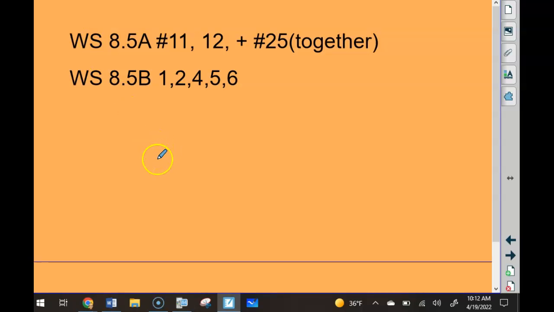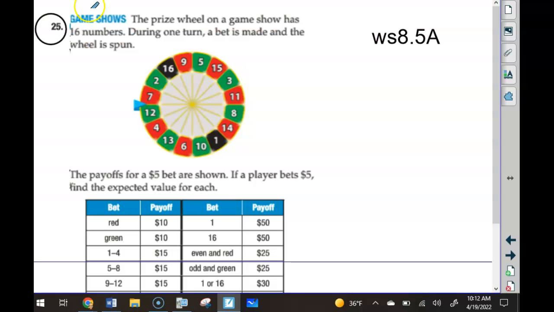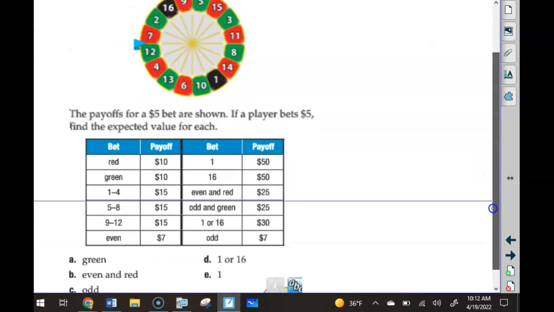All right, so your homework tonight is on 8.5a to do 11 and 12. Those are the only 2 on that page, 11 and 12, okay? And then to do the back, all of the ones that aren't already crossed off on the back. I want you also to do number 25, but I want to do this one together because you can't see the colors, okay?